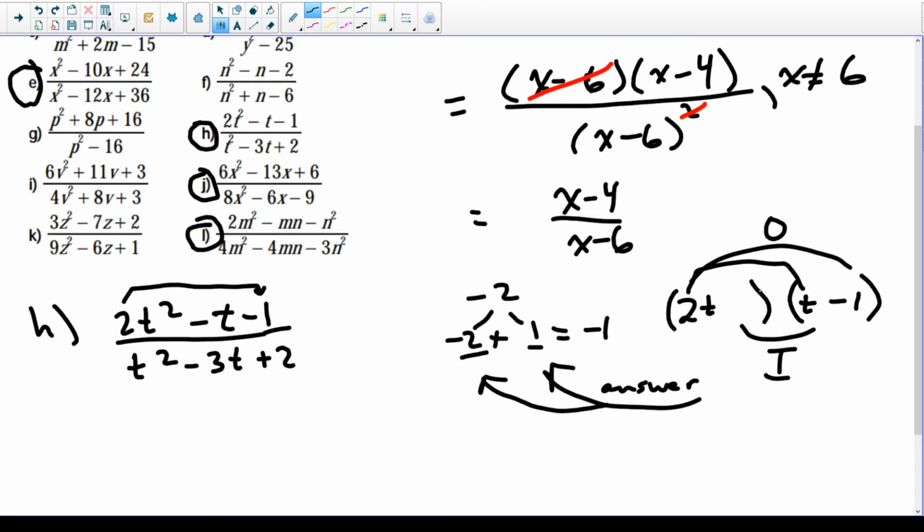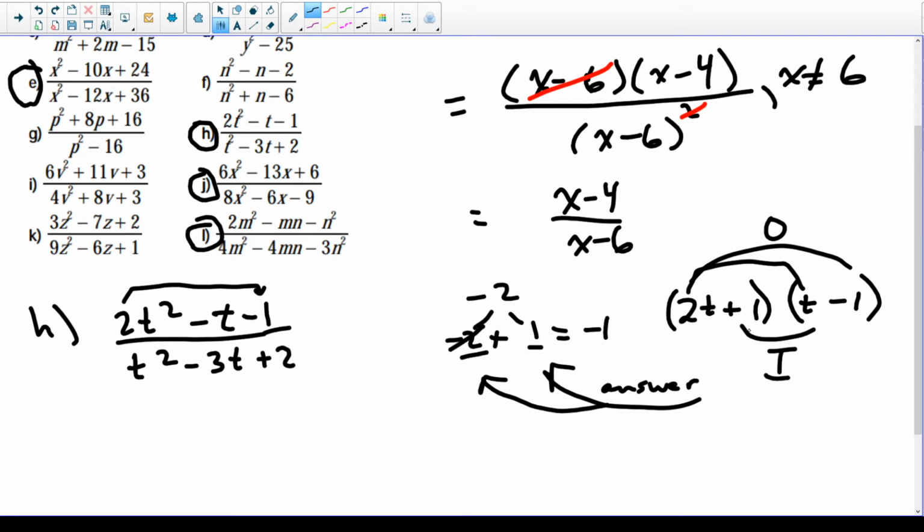And then t times what is the other one? So we've used the -2 now. The only one that's left is the 1. So 1 times what equals 1? It would be +1. And that is the way that I factor type 2 trinomials.